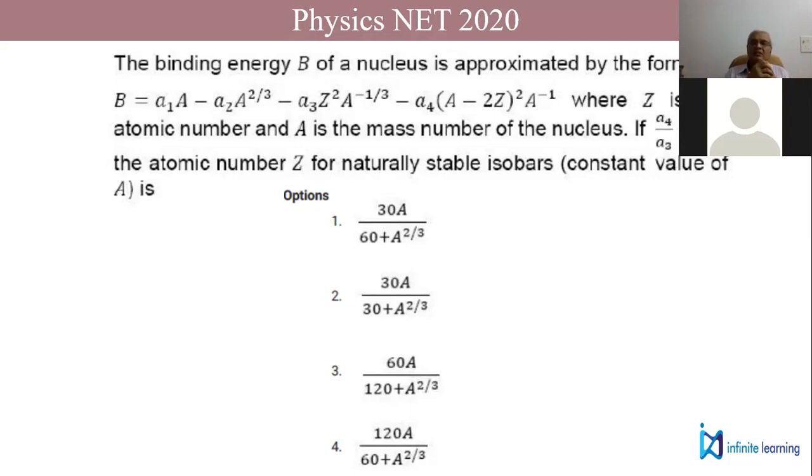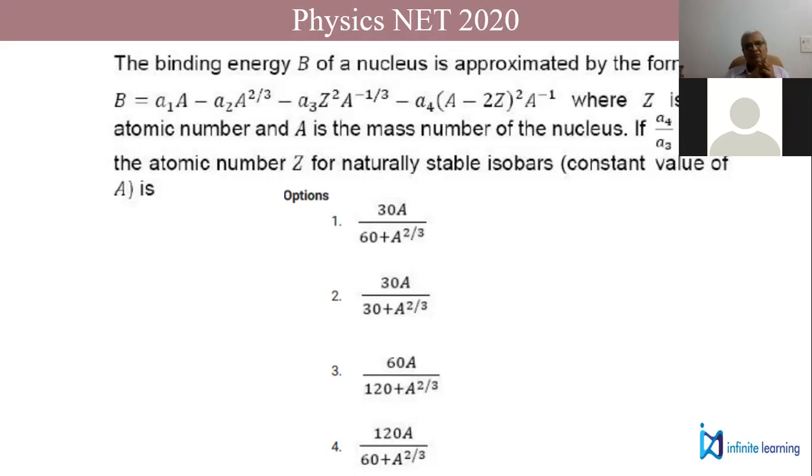See, stability means the most tightly bound. The one which has the highest binding energy will be the stable one. So if you take the one with the highest, option A. No, look, don't jump like this. How do you know?